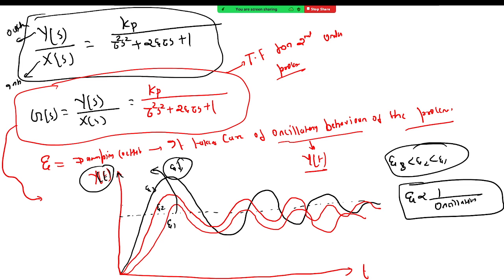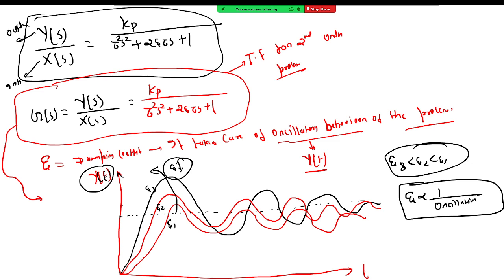If you want to remove oscillation in your output, then what you need to do is increase the zeta, so you can capture the oscillation. Or if a system requires more oscillatory behavior, then you can decrease the value of the damping coefficient if this is a second order process, and with that you can increase the oscillation of the process. That is the essence of this, right?